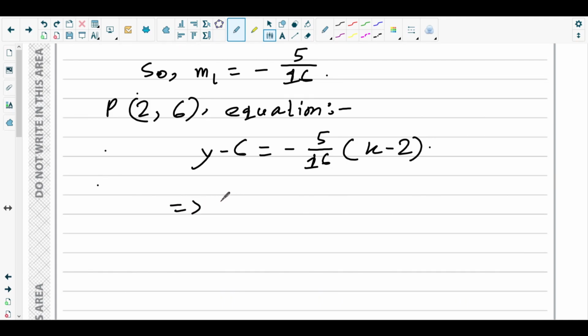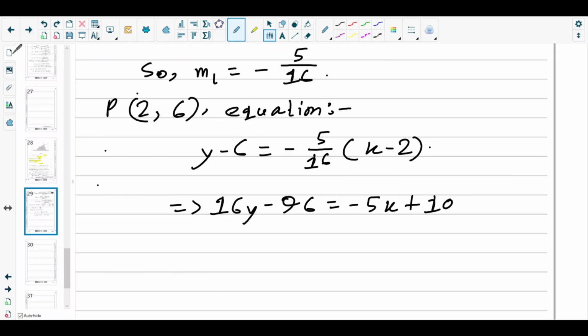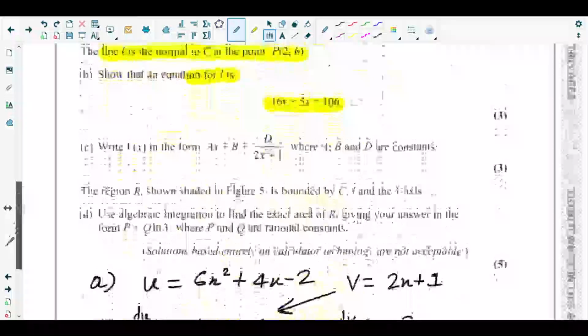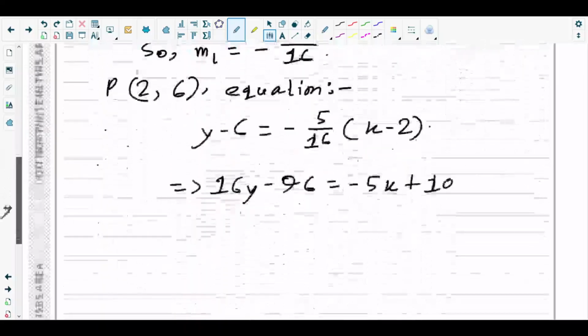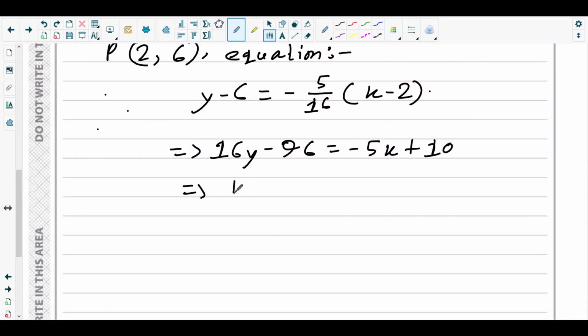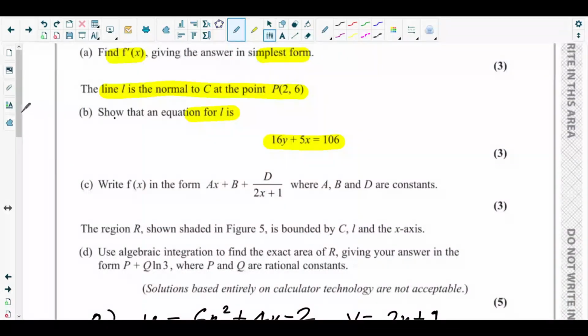So multiply both sides by 16. So 16 times 6 is 96, equals -5x plus 10. So they wanted the equation in which form? 16y plus 5x. Okay, so take -5x to the left side. So 16y plus 5x equals 106, right? And the right hand side is 106, and that's exactly what part B has asked for. We have shown it. Done.